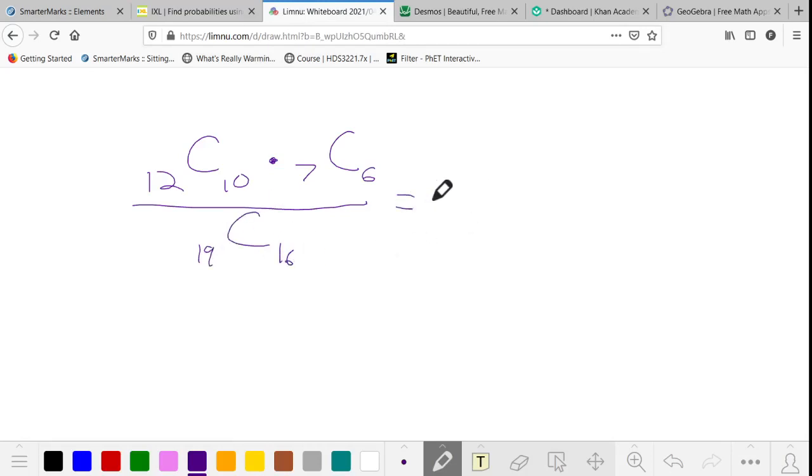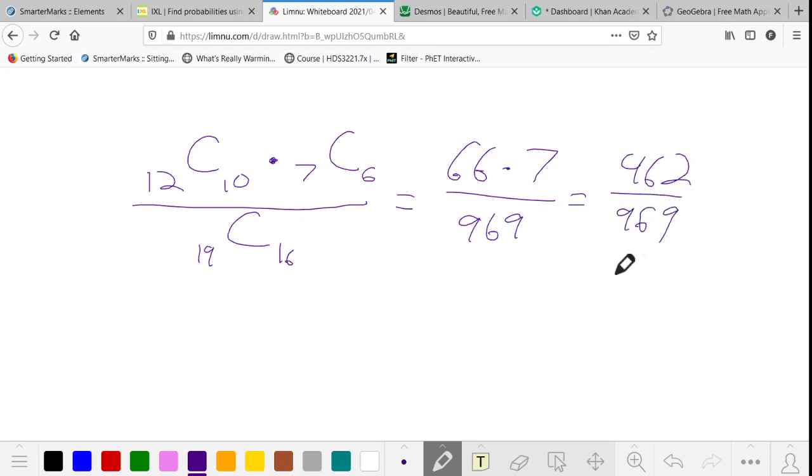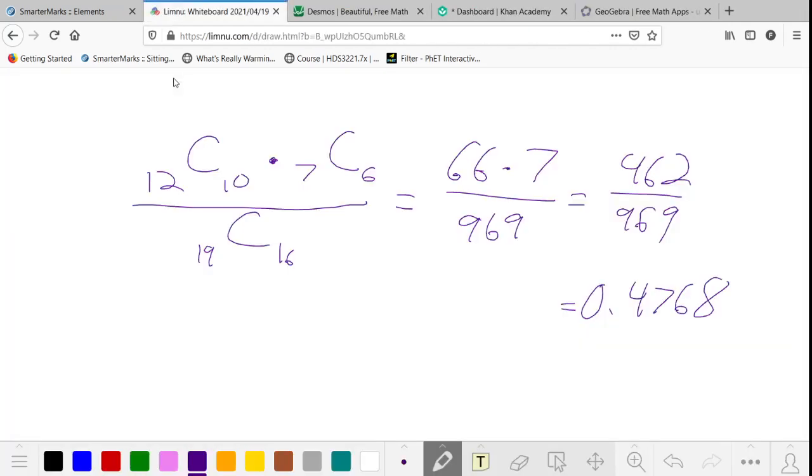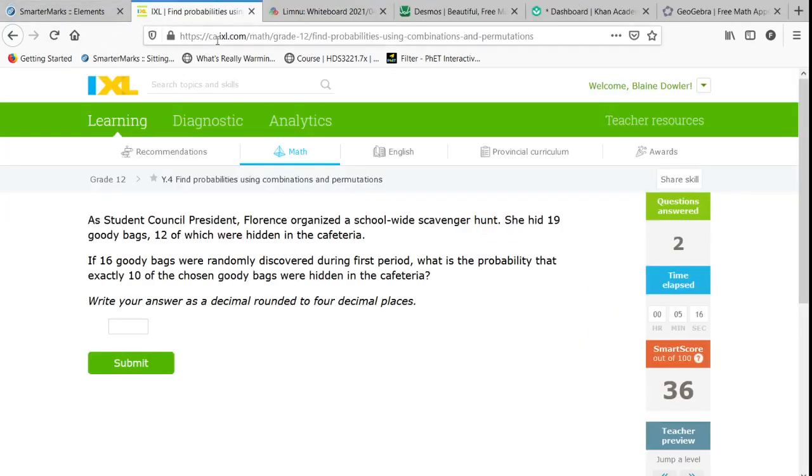So once again, the denominator is easier to calculate than the numerator. So we have 12C10. So we have 66. 7C6 is just 7. And 19C16 is 969. So we're looking at 462 out of 969, or 0.4768 when we round it to 4 decimal places. So 0.4768.